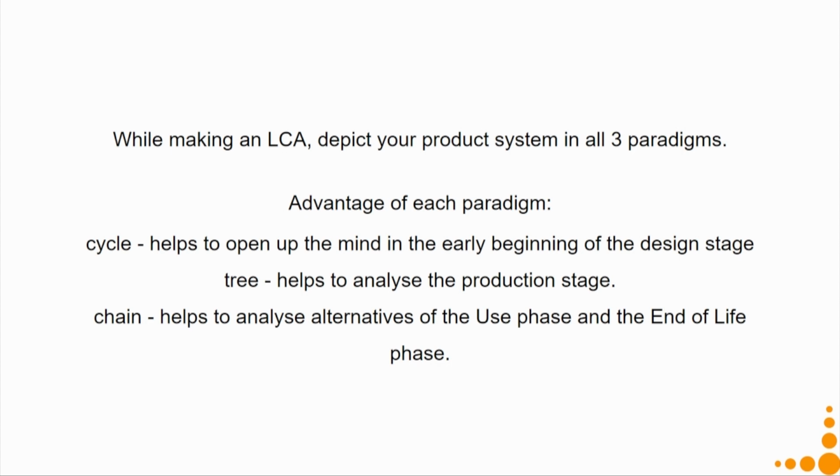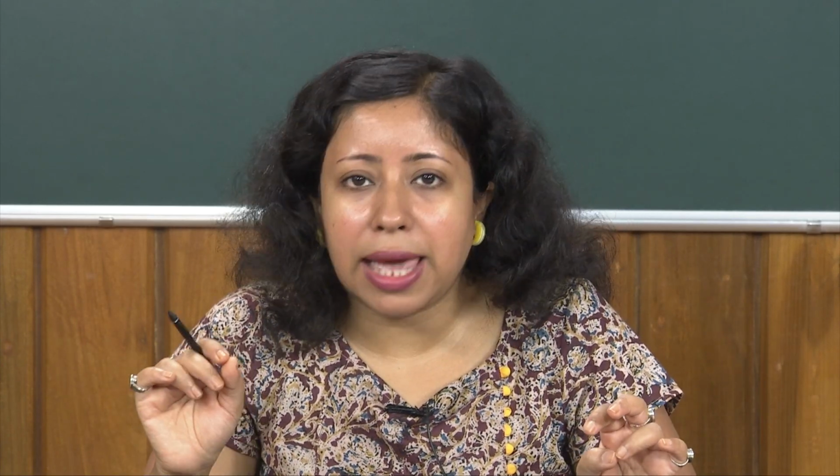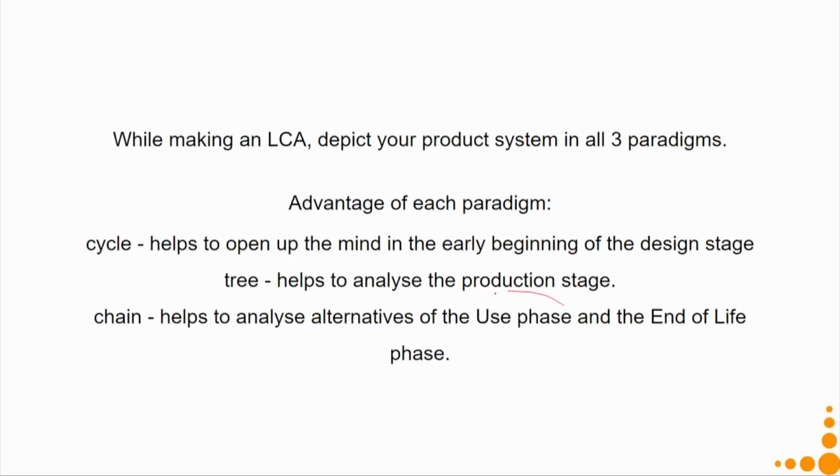because for most products which have a long life, especially products which are supposed to use energy while they are in the use phase, a large part of the impact is because of the use phase and end of life phase. These might actually be way greater than the impacts in the production phase. So, the chain helps you to analyze various types of alternatives for use and the end of life phase and see which one gives the least amount of environmental burden, and then design accordingly.